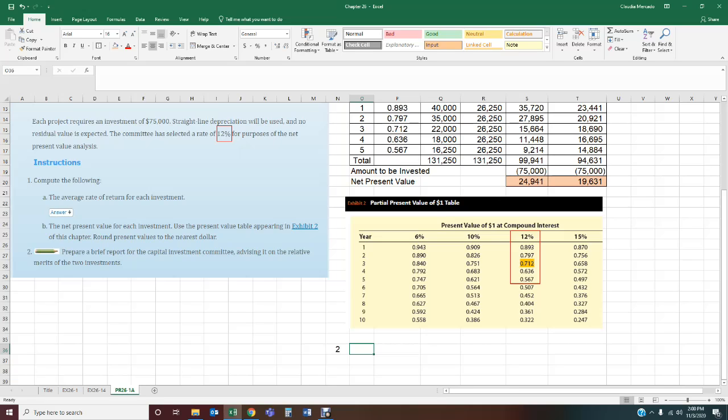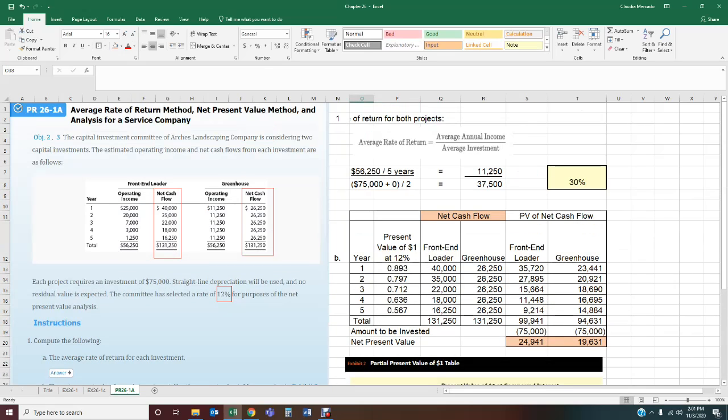So, key points. I'm going to just put here key points. That way, it'll just be brief. So, the first key point that we have is that both projects offer the same average annual rate of return of 30%. So both projects offer the 30% average rate of return.